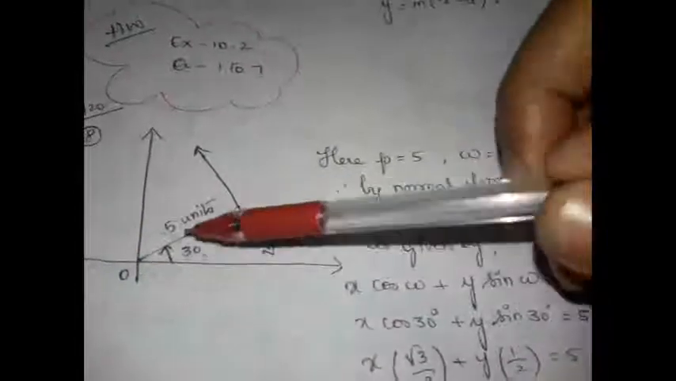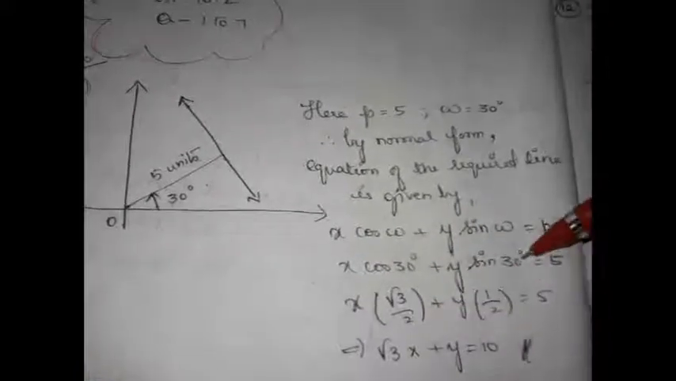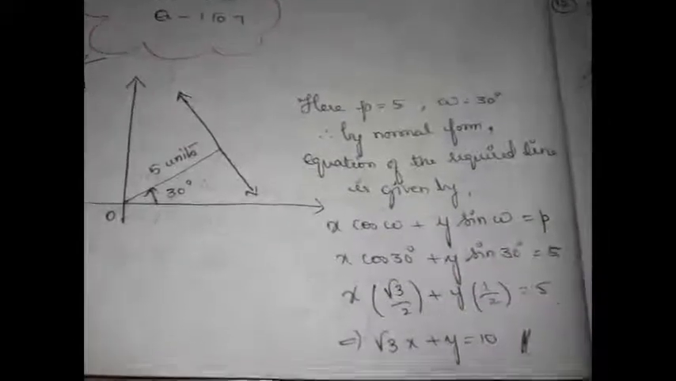So it is very clear, we have the perpendicular distance and the angle made by the normal with the x-axis. Therefore, we can use normal form to get our equation. What is our normal form? x cos omega plus y sin omega equals p, where omega is 30 degrees and p is 5. Therefore, x cos 30 plus y sin 30 equals 5. Cos 30 is root 3 by 2, sin 30 is 1 by 2. Take the LCM and simplify it. That will give you the required equation of the line.